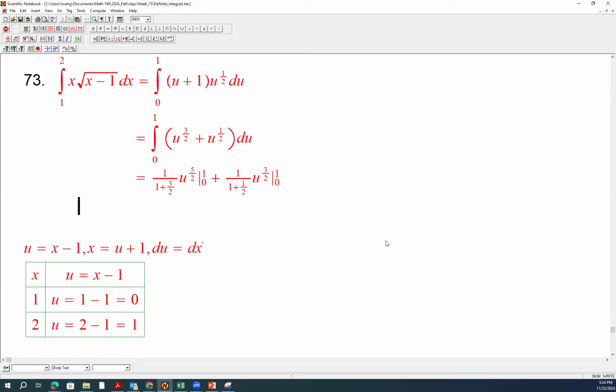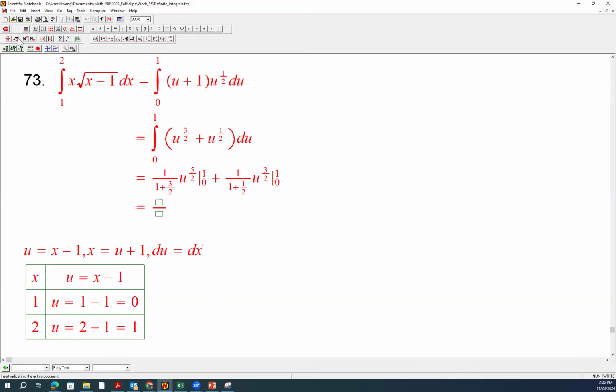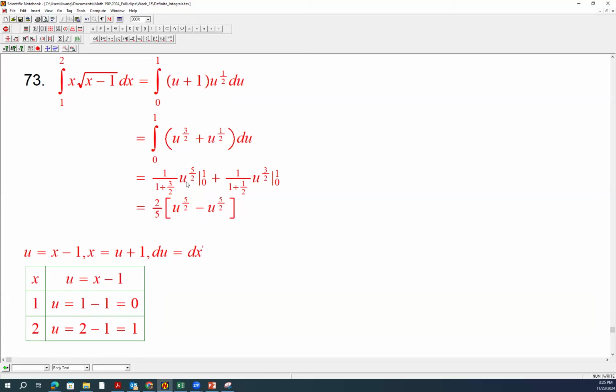And numerically, just be careful. Here we're going to get 1 over 5/2, that's 2/5, and u raised to the power of 5/2 from 1 to 0, plus this should be 2/3, and also the same substitution. Forgive me, I'm playing lazy.